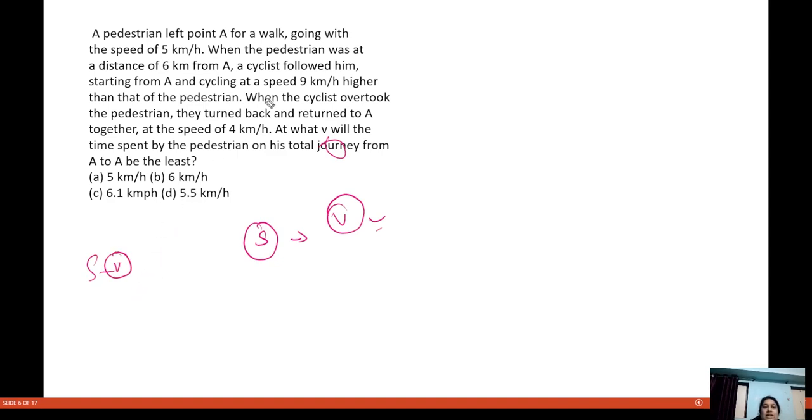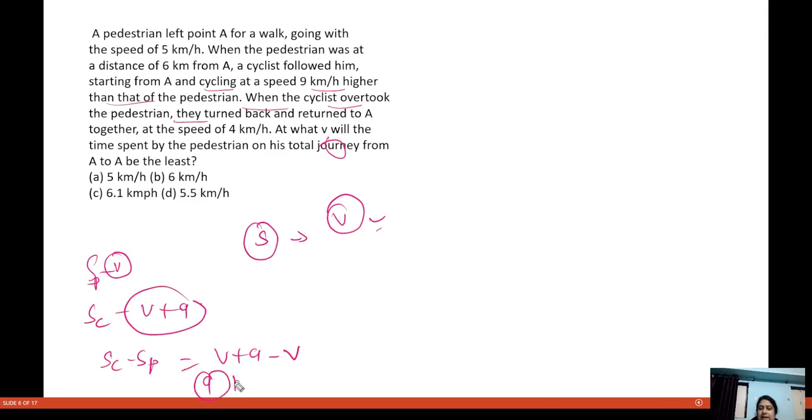Now when the pedestrian was at a distance of 6 km from here, a cyclist followed him, cycling at a speed 9 km higher than that of the pedestrian. So if v is the speed of the pedestrian, the speed of the cyclist is v plus 9. Now what is the relative speed? Both are moving in the same direction and the cyclist has more speed, so v plus 9 minus v, so the relative speed is 9 km per hour.